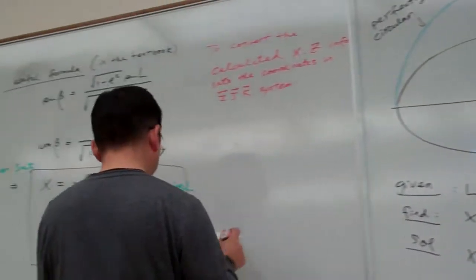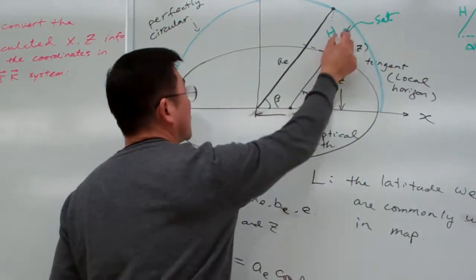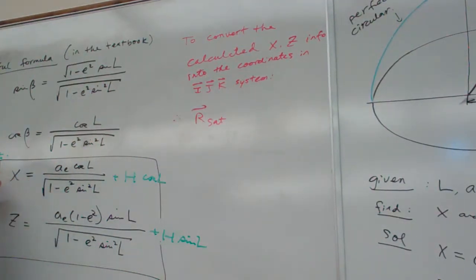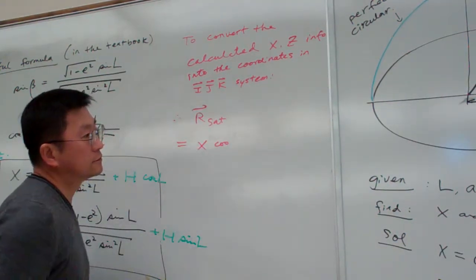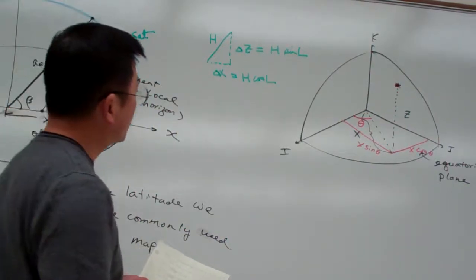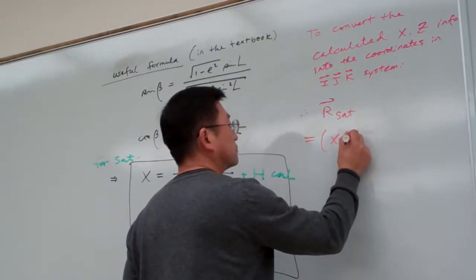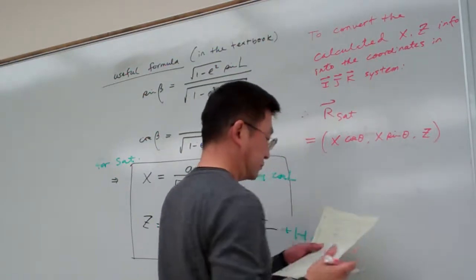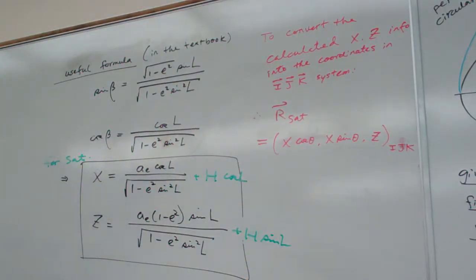Okay, so therefore, given this point, the position of, for example, the satellite, can be described by x times, is that right? x cosine theta, x sine theta, and z in IJK.